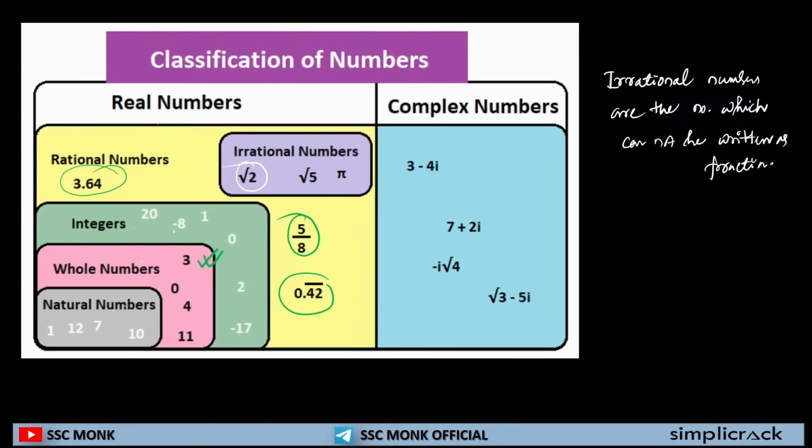All whole numbers are integers, but not all the integers are whole numbers. Because this set is smaller. This is part of this bigger set. Not the bigger set is part of the smaller set. Clear? Now, the complex number.